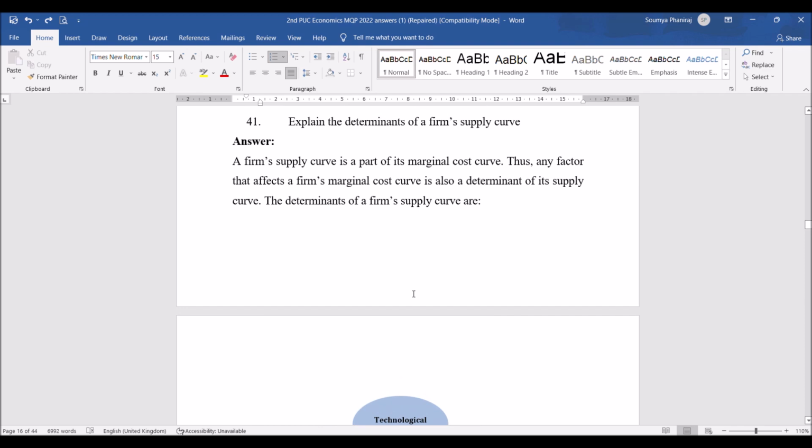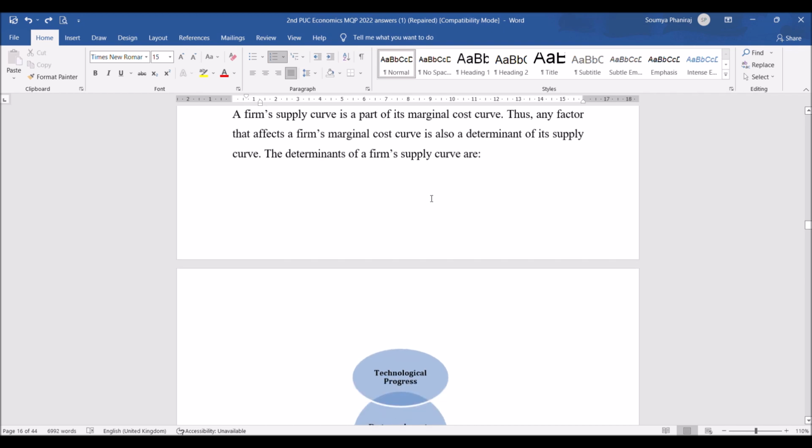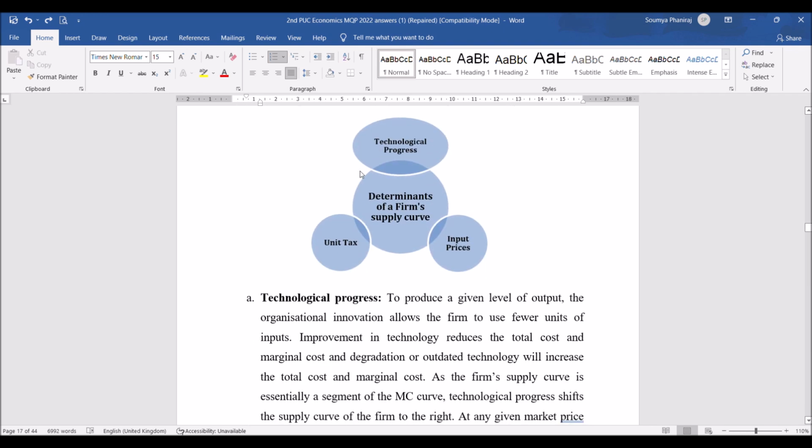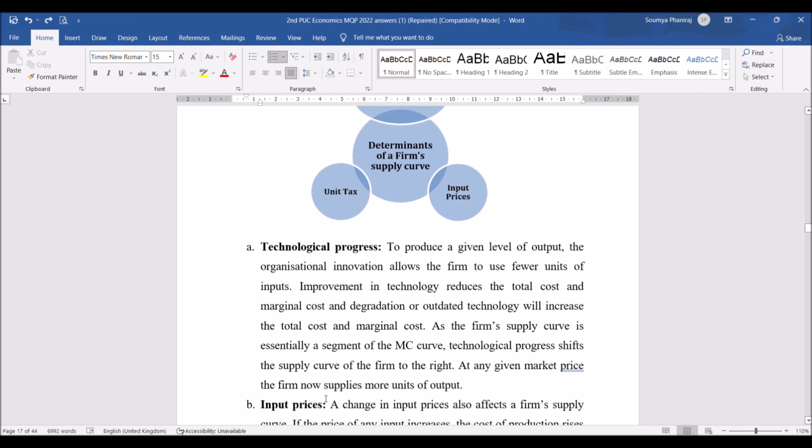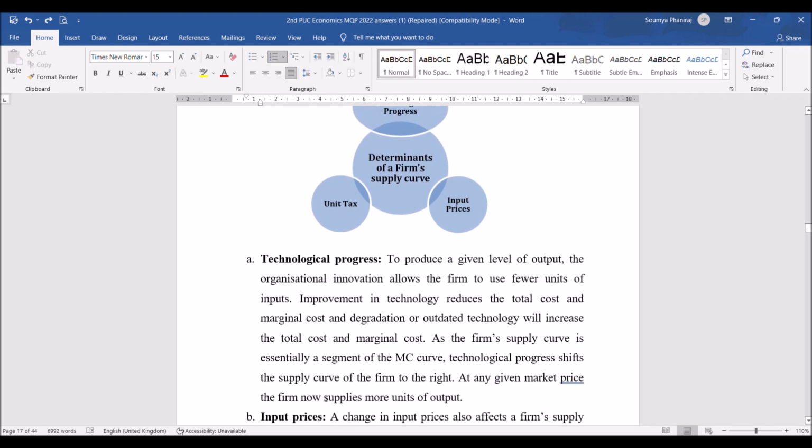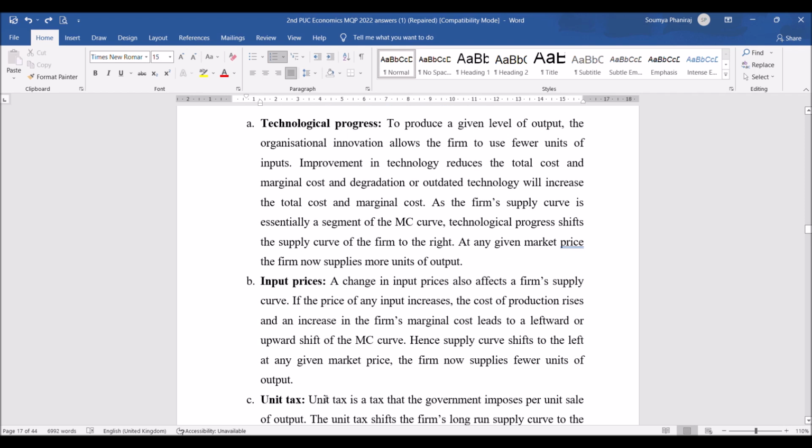A firm supply curve is a part of its marginal cost curve. So this is the meaning that I have given here. And then first you have to depict this in a diagram and take the captions one by one and then explain. So technological progress has been explained, input prices has been explained, and unit tax has also been explained.